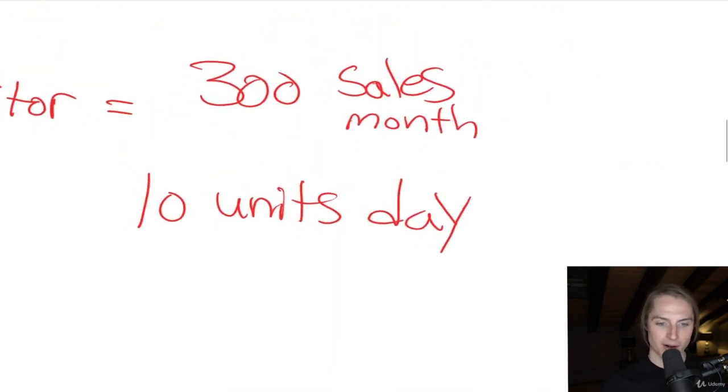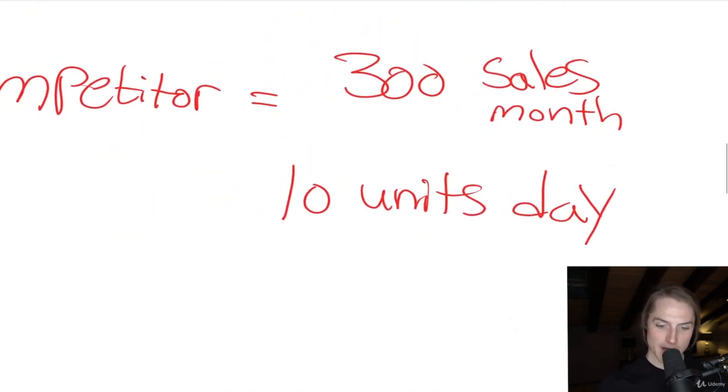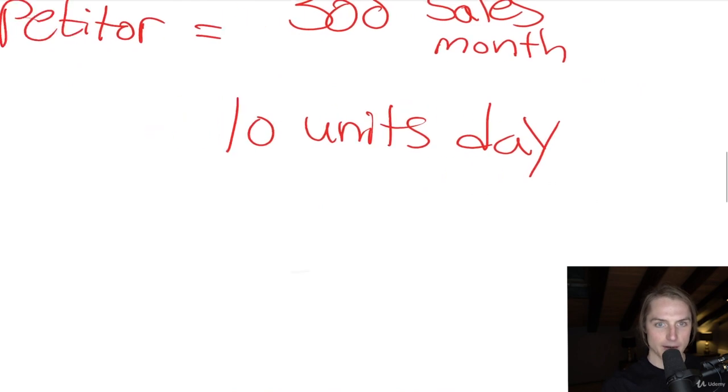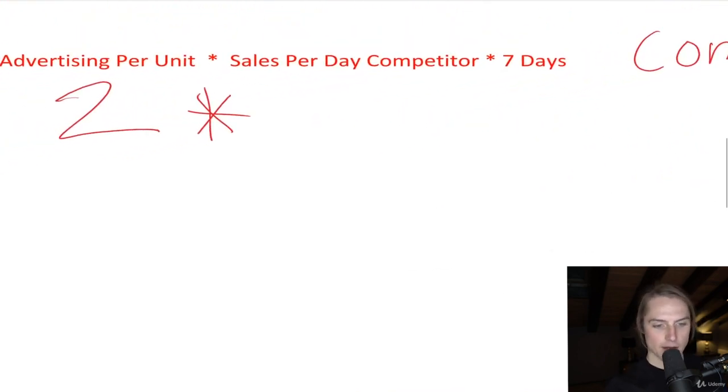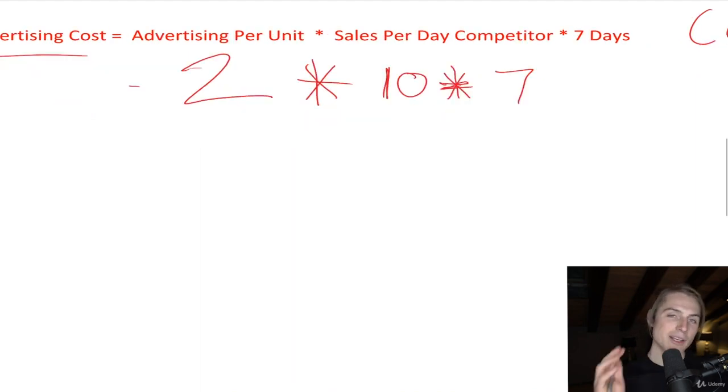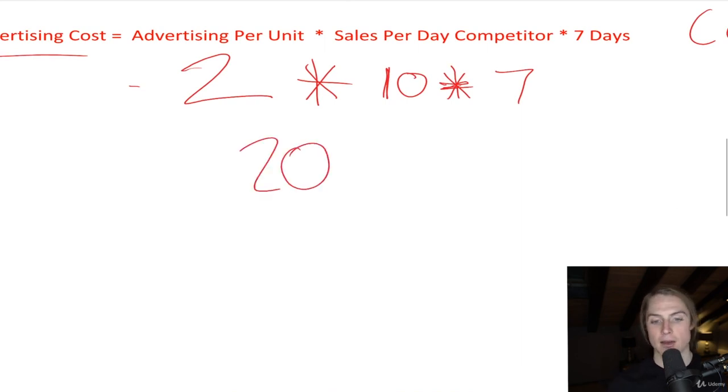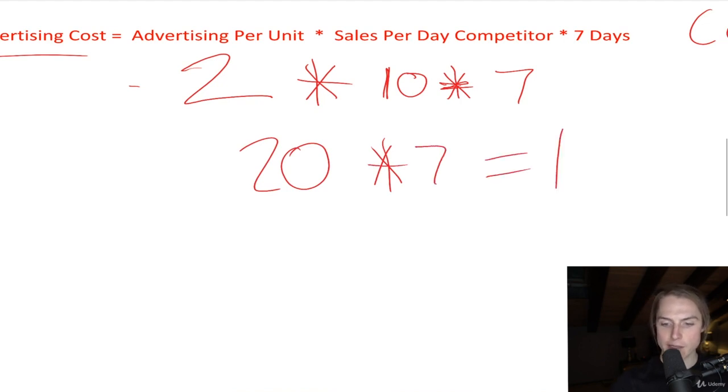Okay, so if our competitor's selling 300 sales a month, they're selling 10 units a day. So we would need to sell 10 units a day. So sales per day of our competitor is 10, and then we multiply that by 7 because we need to sell for at least 1 week as much as they are. So if we lost $2 a sale and we have to sell 10 units a day, then we're going to spend and lose $20 a day, and then we multiply that by 7. So our advertising ad spend here would be $140, okay?